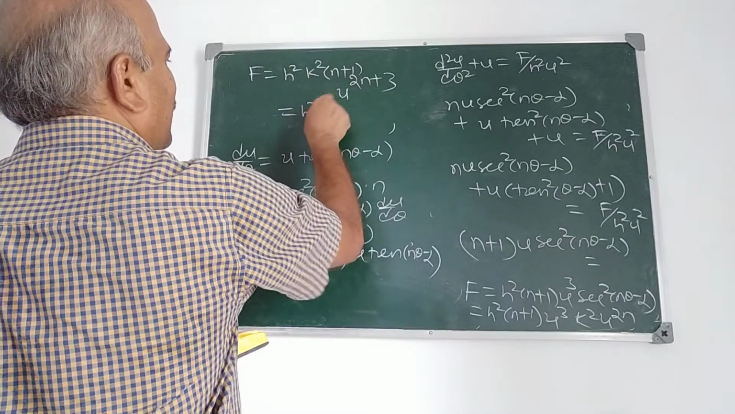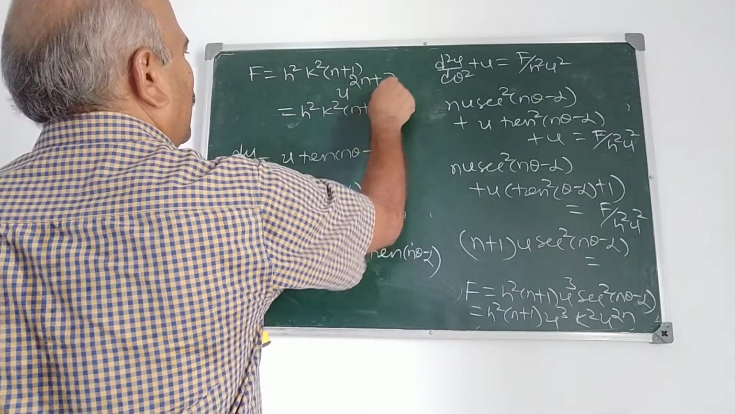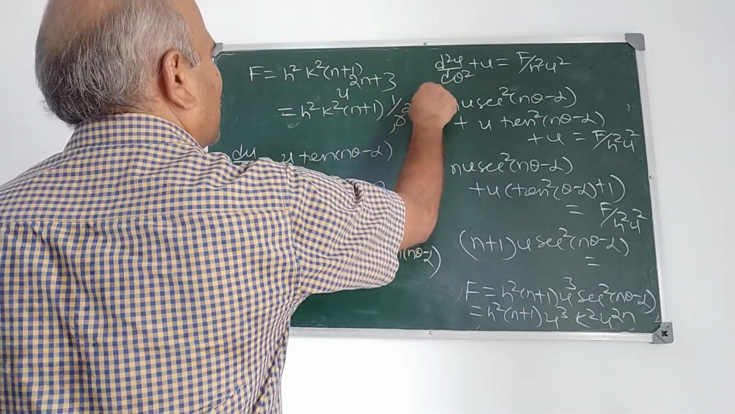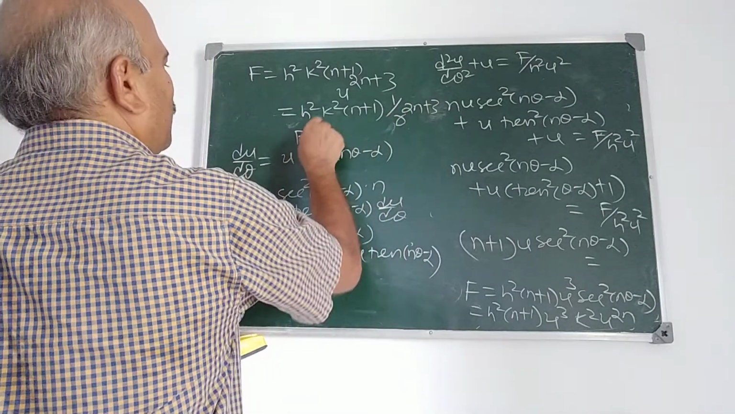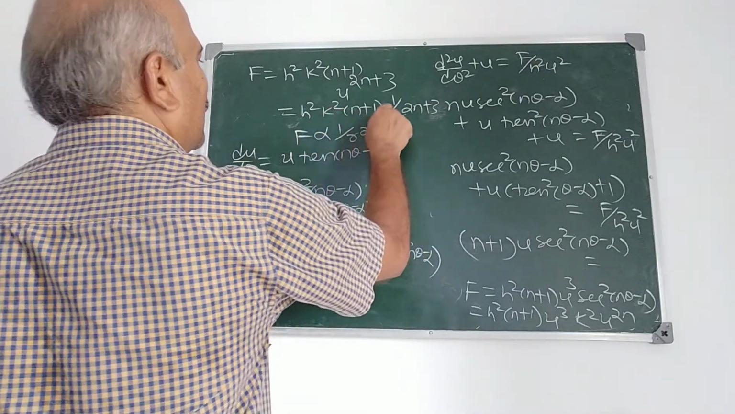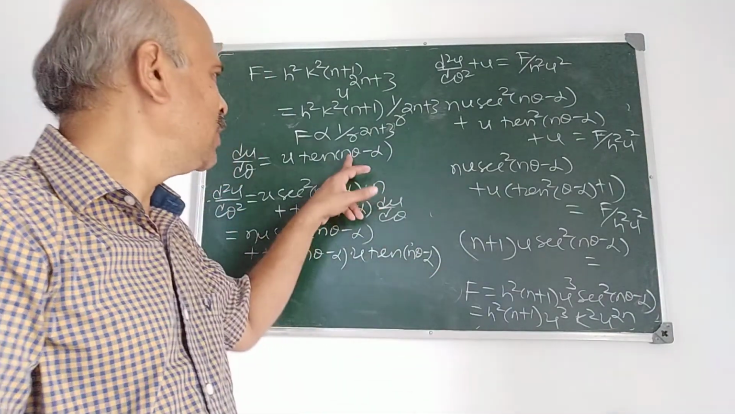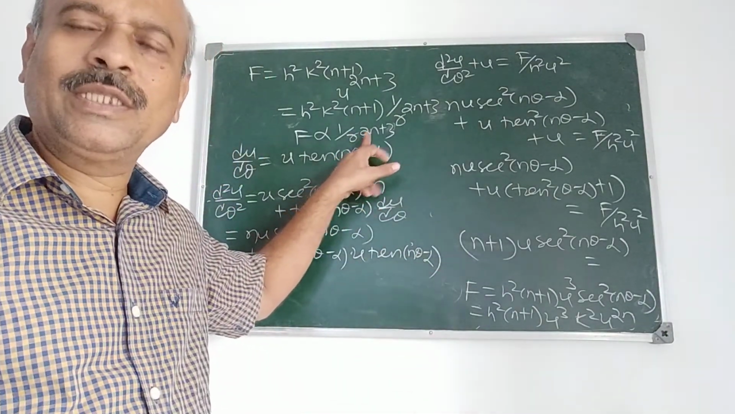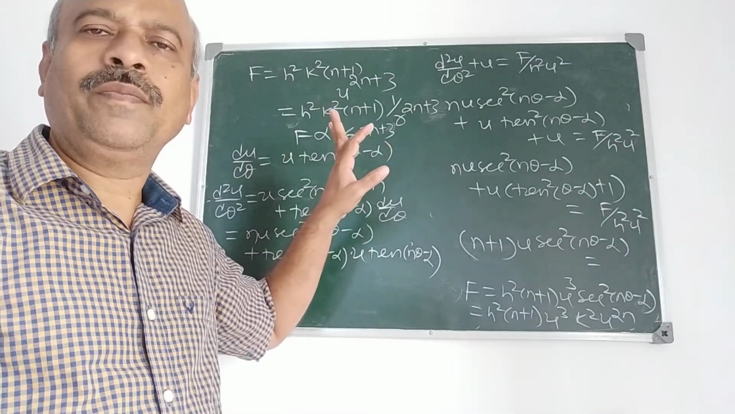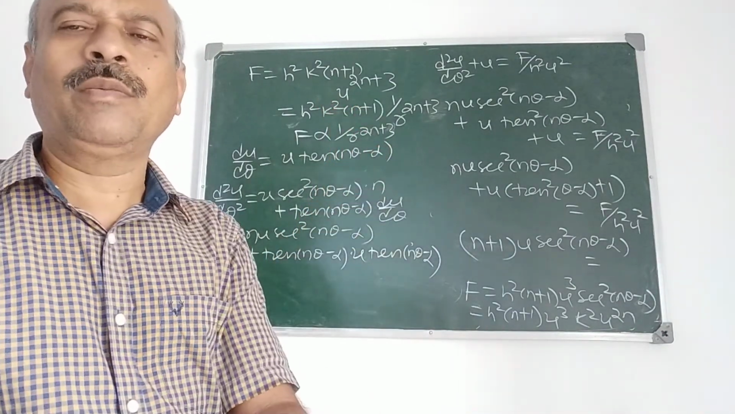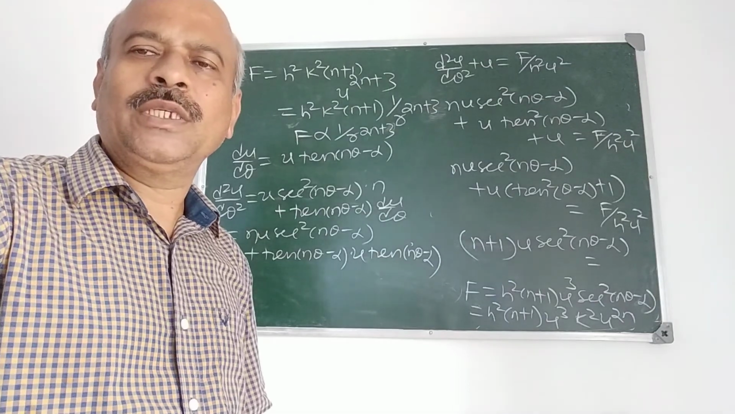So h square k square n plus 1 upon r raised to 2n plus 3. Therefore, F is proportional to 1 upon r raised to 2n plus 3. Correct? This is the law of force. I think all have followed this problem. I continue some problems in the next video.